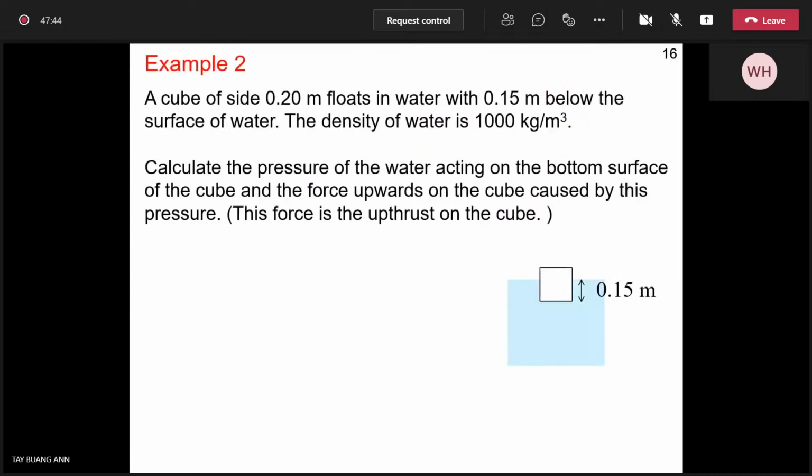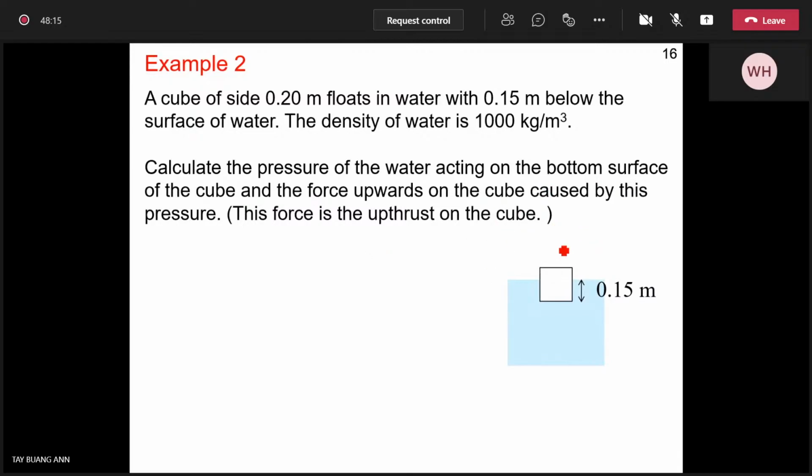Okay, so now let us look at one example. Here we have a cube, about 20 centimeters, 0.20 meter, on each side, floating in water. Only 0.15 meter of this is below the surface of the water, and the density of water, we know, is 1000. Here we want to calculate the pressure of water acting on the bottom surface.